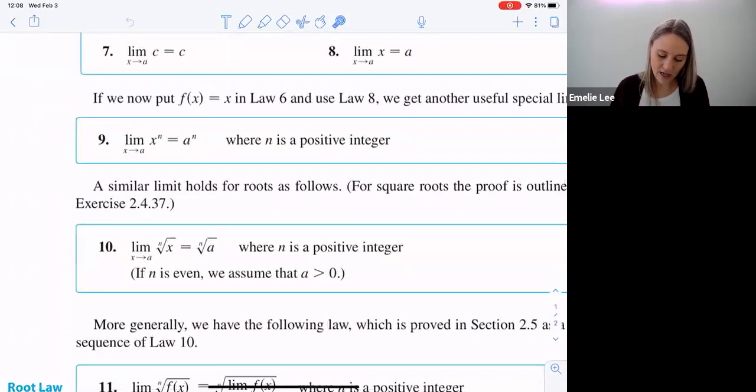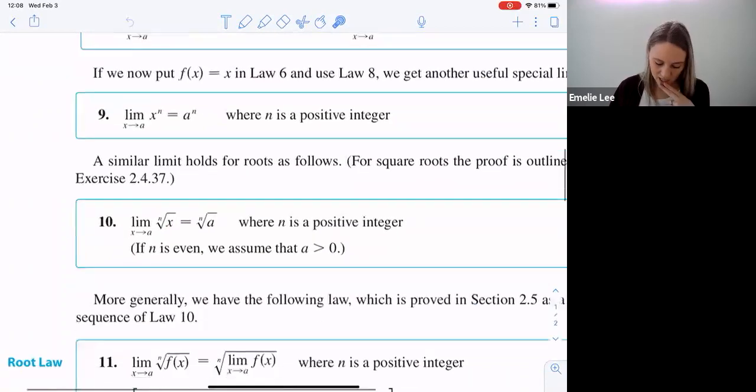Remembering that roots are just exponents, right? So the nth root of x is x to the power of 1 over n. So just remember, roots are just exponents.